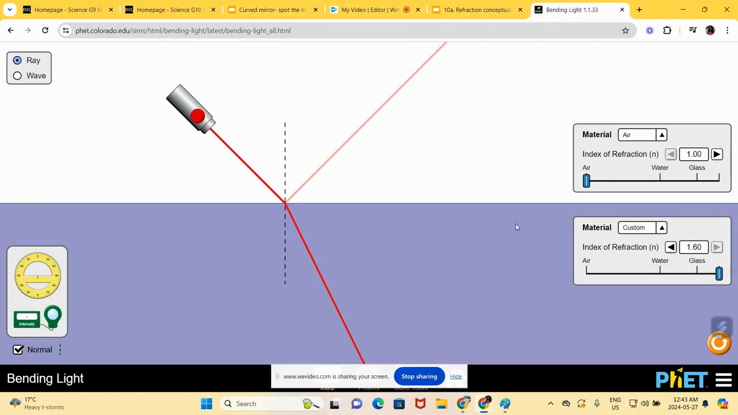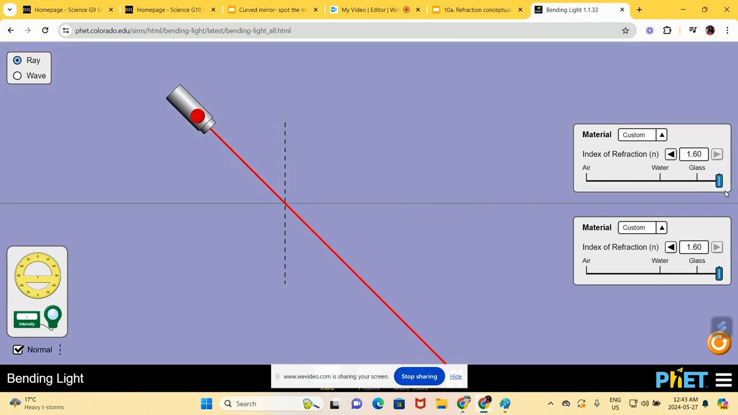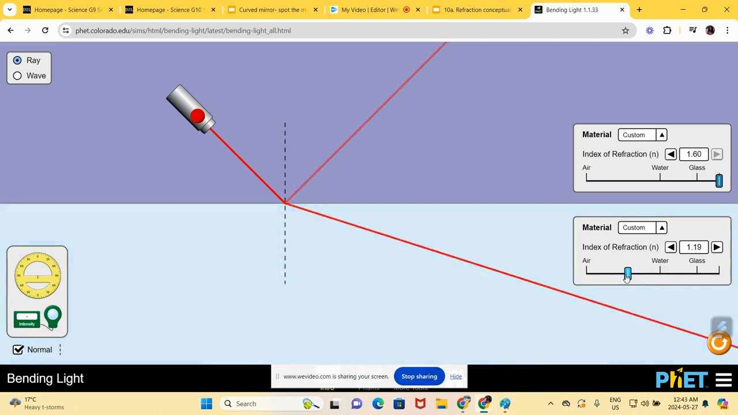Go back. So now we are going to turn this first medium to custom, because with that I can really make it to be the medium that slows down light the furthest. So the second medium, I will also make it custom. Now, as I slide this slider in the opposite direction, it's going to speed up my light. And so with respect to the normal, please watch and draw your conclusion.